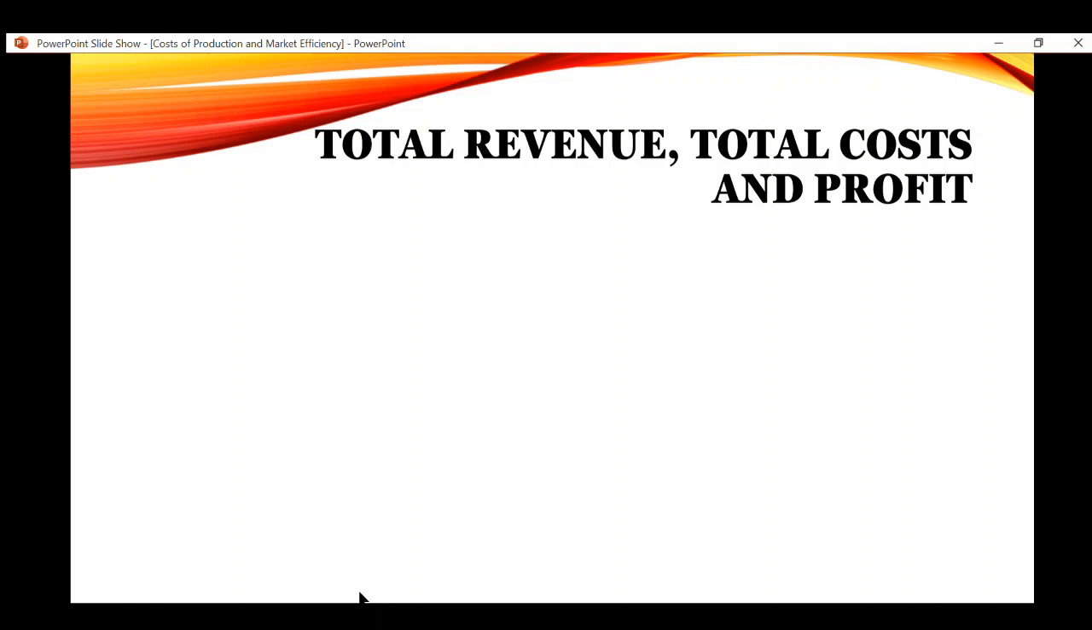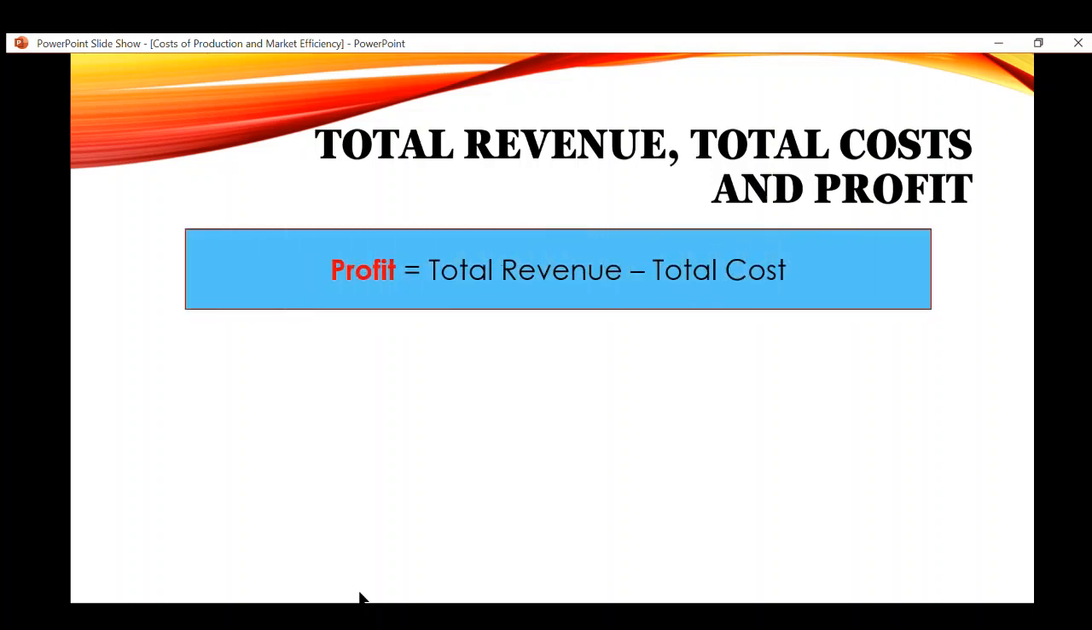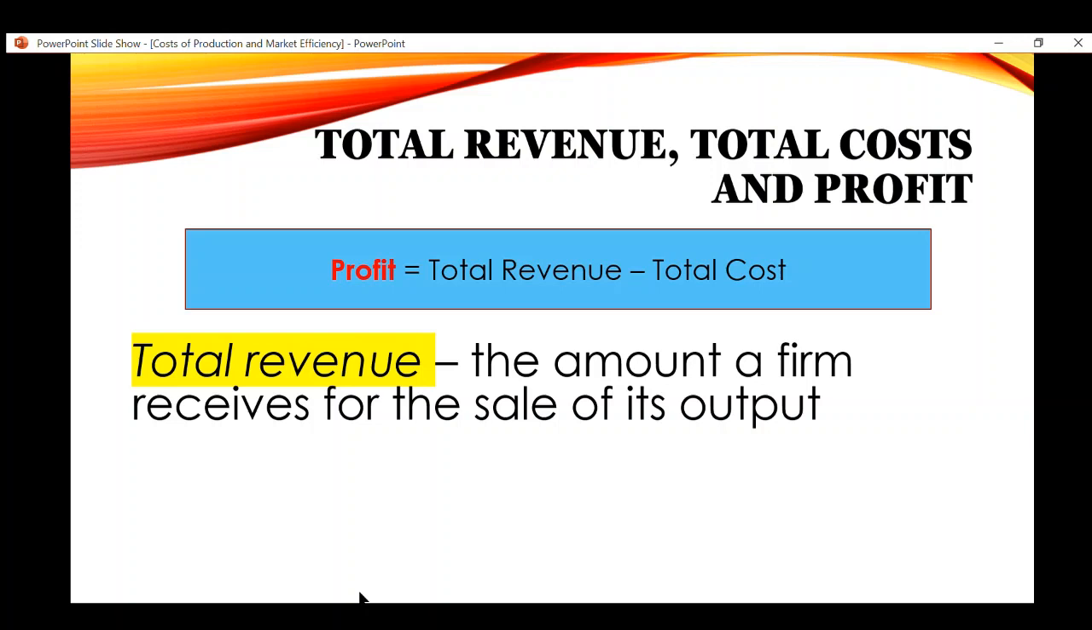In the production of goods and services, of course, we will obtain something in return. We make goods and services in order to sell them and make a profit. In selling our goods and services, we will earn a certain revenue, but of course, it will entail some costs and expenses. So to get a profit, we have to determine the total revenue of our sales, coming from the sales of our goods or services, and we deduct our costs from it. Total revenue here is the amount a firm receives for the sale of its output.